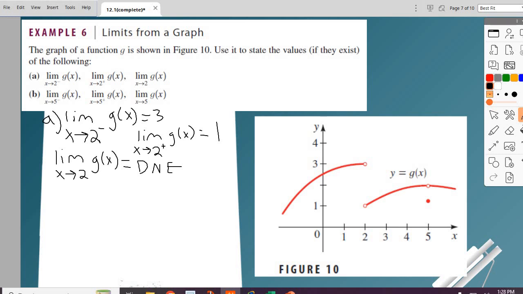Alright, in your groups, I want you to try part B, which is dealing with the x value of 5 now instead. And go.